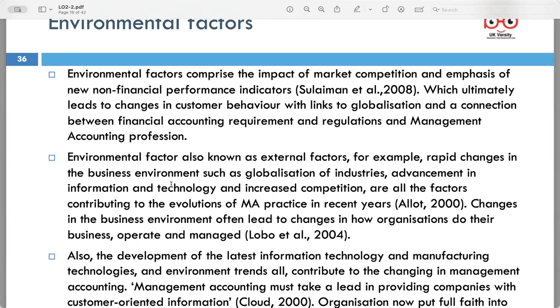So then environmental factors, variables usually referred to as external factors, encompass a wide range of factors that might have an impact on a business.